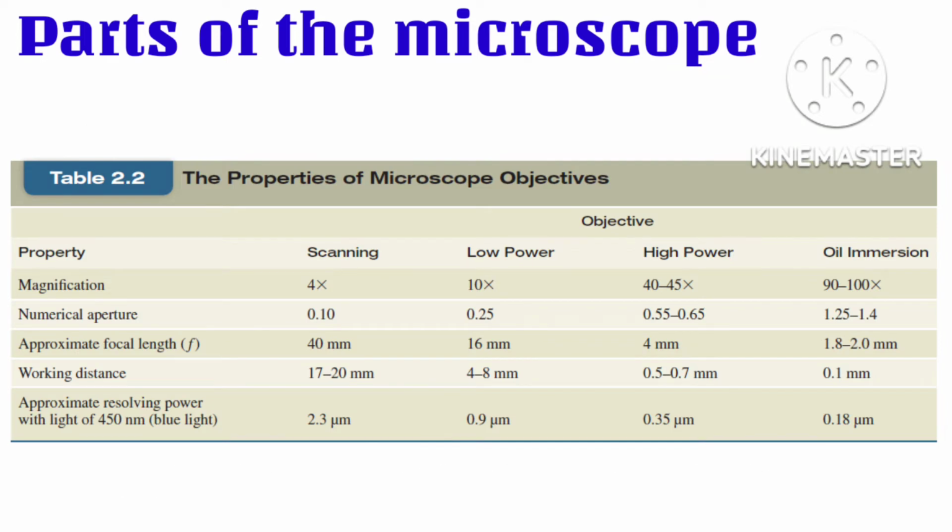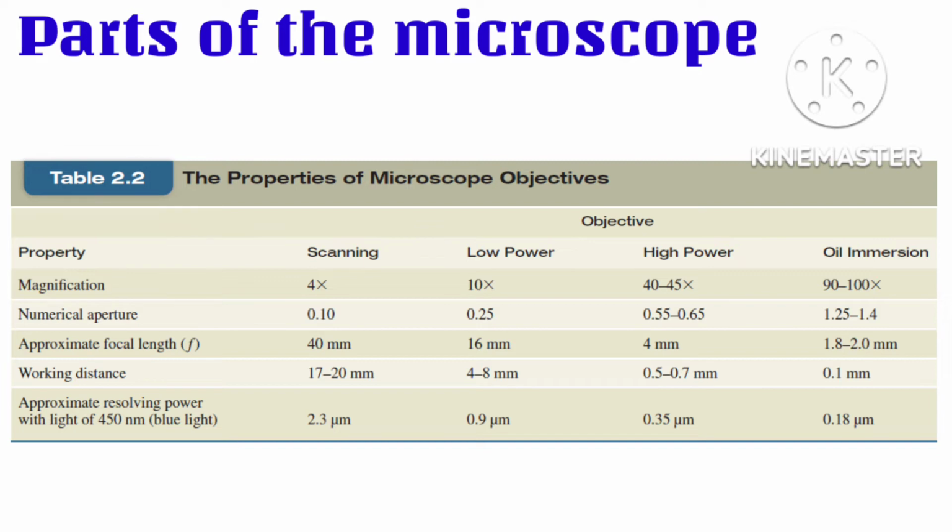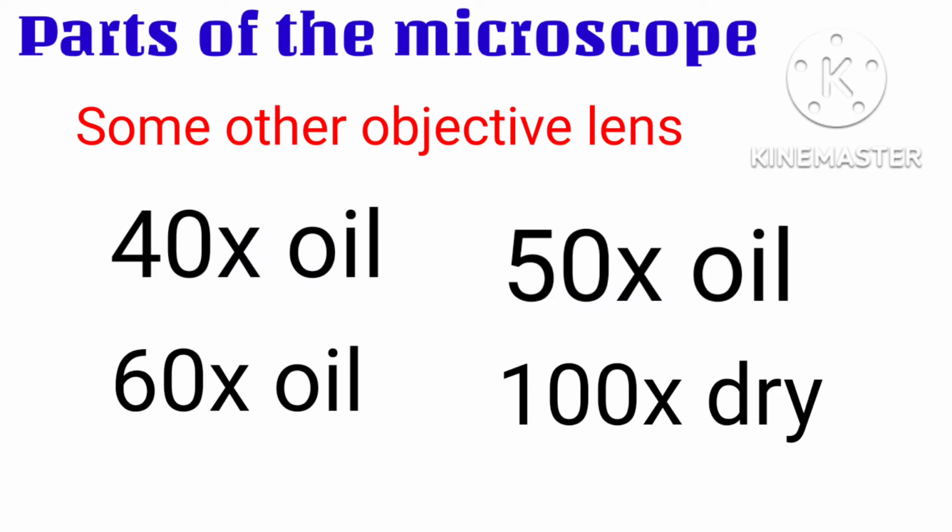You can find more detailed description and characteristics of each objective lens in this table. You can see when the numerical aperture of the lens is increased above 1, oil is used and the working distance also decreased. Apart from this, specialty objective lenses are also there.